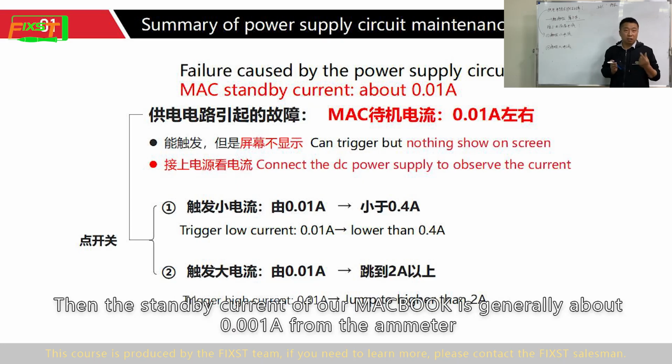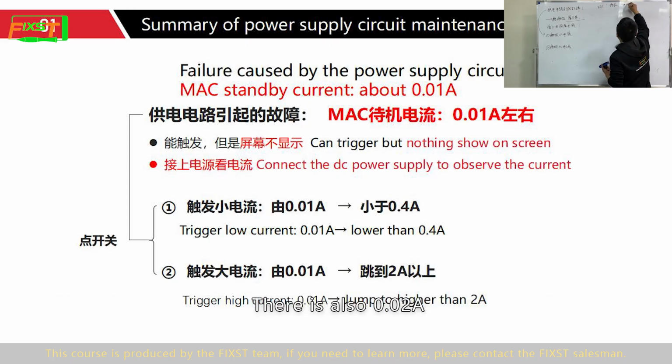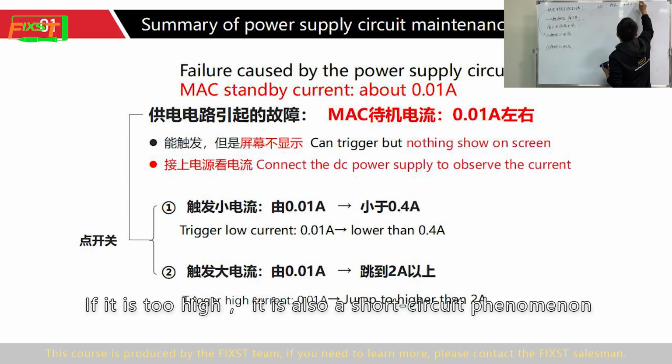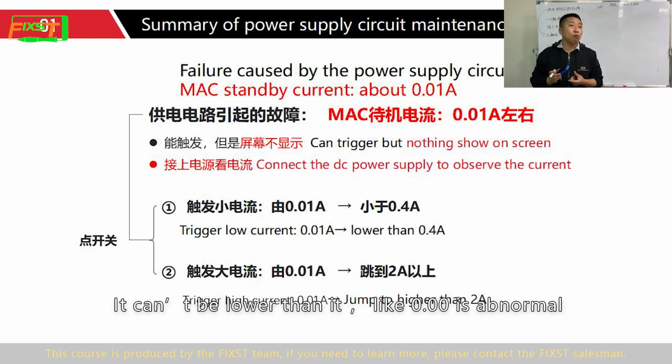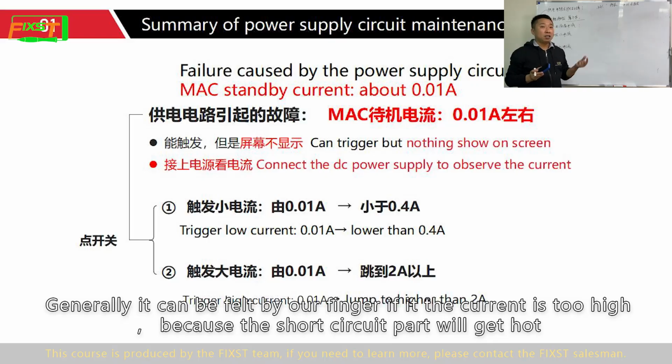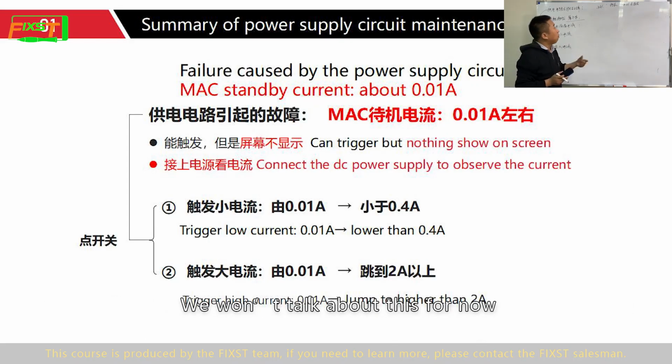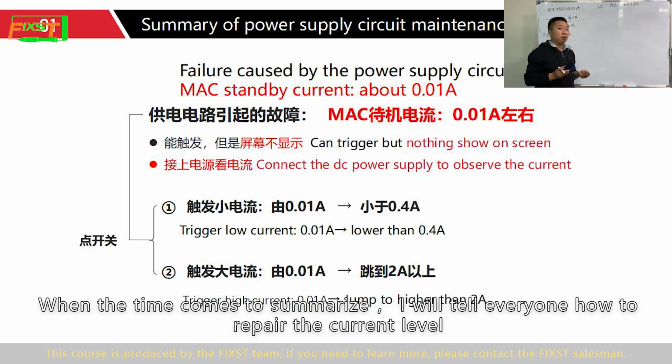Then the standby current of our MacBook is generally about 0.001A on the ammeter. There is also 0.02A. If it is too high, it is also a short circuit phenomenon. But if it is too high, generally a common point, 3 volt or 5 volt power supply is short circuited. It can be lower than that, but a reading like 0.00 is abnormal. Generally, it can be felt by a finger if the current is too high, because the short circuit part will get hot. We won't talk about this for now. When the time comes to summarize, I will tell everyone how to repair the current level.